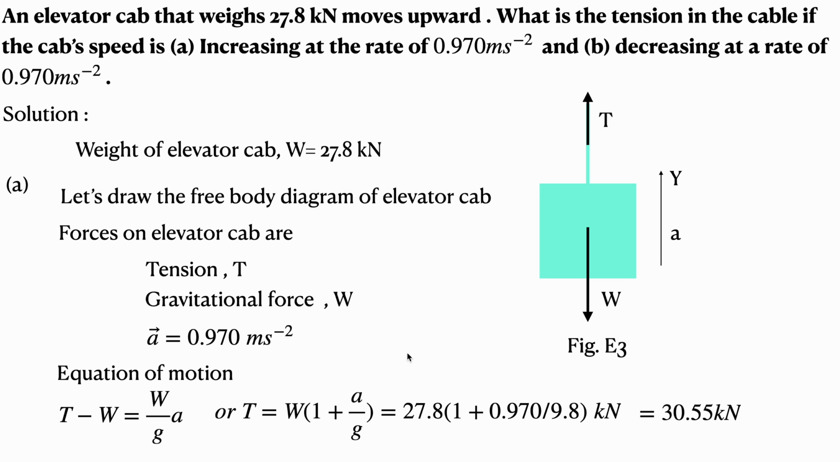Let's draw the free body diagram of the elevator cab. The forces acting on the elevator cab are the gravitational force W in the downward direction and the tension force T in the vertically upward direction. With these forces, let's assume that the positive direction of the y-axis is upward, and we can write the equation of motion. Since the acceleration is given, a equals 0.970 meter per second squared. The equation of motion will be T minus W equals W by g multiplied by a, or T will be equal to W times (1 plus a by g). On putting the values of W, a and g, we will get the value of tension as 30.55 kilonewton.